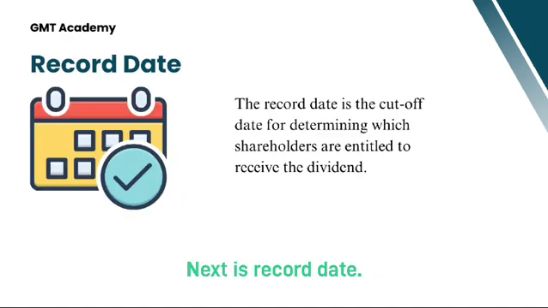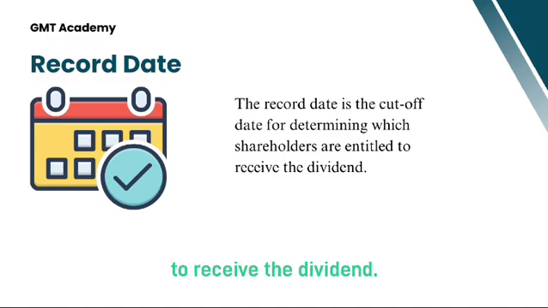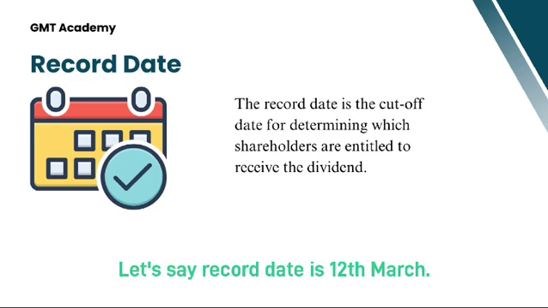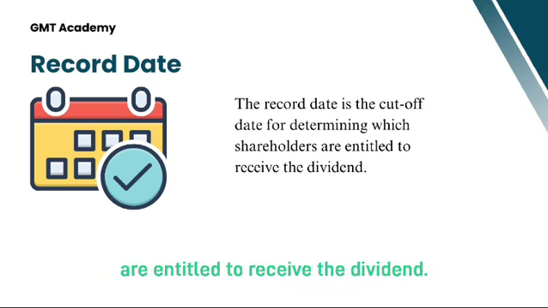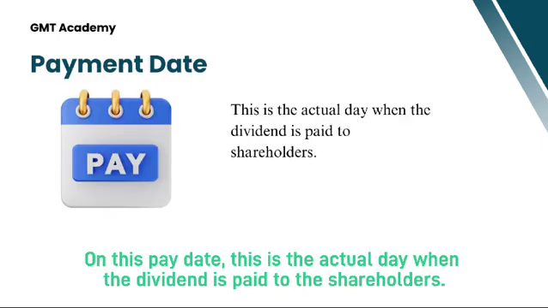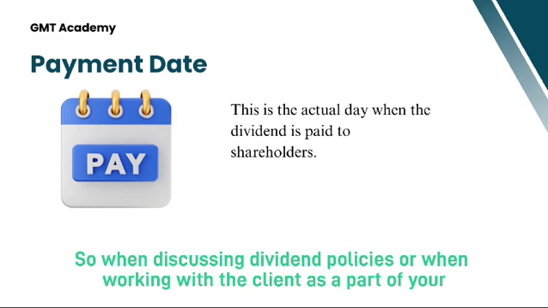Next is the record date. The record date is the cutoff date for determining which shareholders are entitled to receive the dividend. Let's say the record date is 12th March. This is the date when company XYZ checks its records to identify which shareholders are entitled to receive the dividend. And the last one is the pay date. This is the actual day when the dividend is paid to the shareholders. Understanding these dates can be a big plus during a job interview, when discussing dividend policies or when working with clients as part of your role in corporate finance.